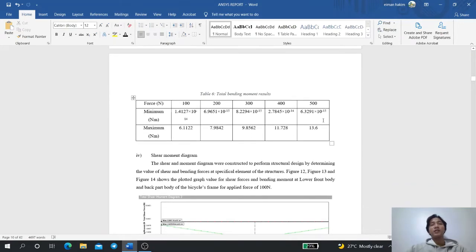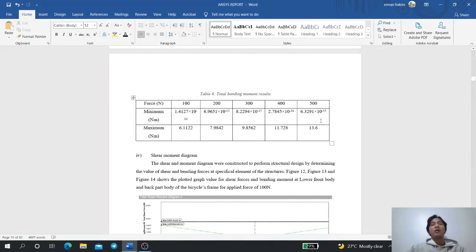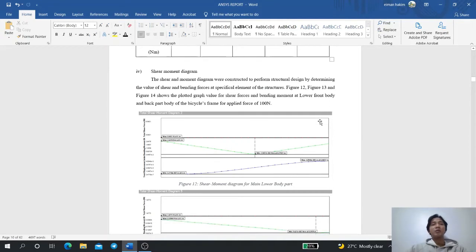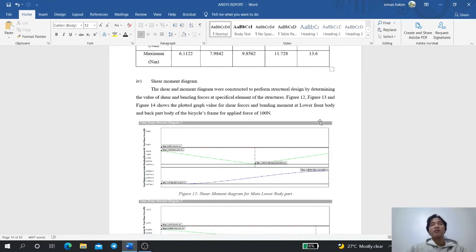Table 6 shows the minimum and maximum bending moment results that form on the bicycle. For the last part, the shear moment diagram. The shear and moment diagrams were constructed to perform structural design by determining the value of shear and bending force at a specific element of the structure.